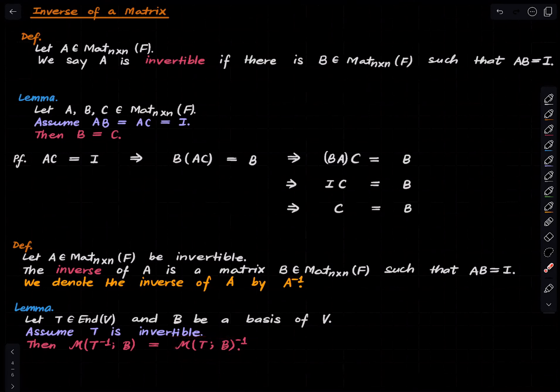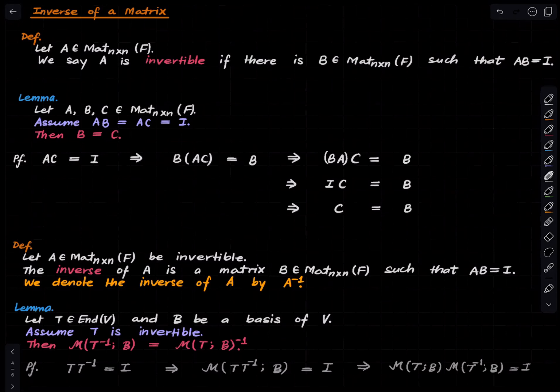So our claim is that matrix of the inverse is inverse of the matrix. And the proof is just one line. We have T inverse T is identity, which implies matrix of, well, let me write T T inverse is identity, doesn't matter, it's the same thing. So that implies matrix of T T inverse with respect to B is identity, which implies matrix of T times matrix of T inverse is identity, and therefore this is the inverse of that. That's it. The matrix of inverse is inverse of matrix.